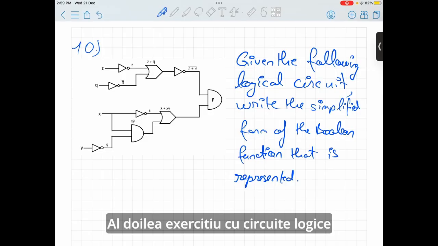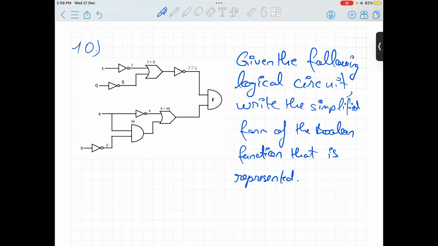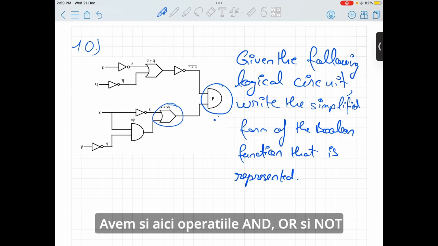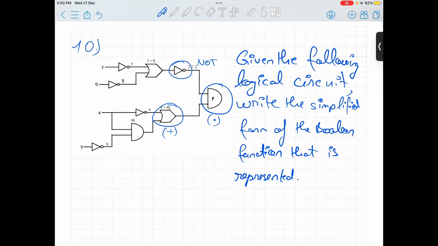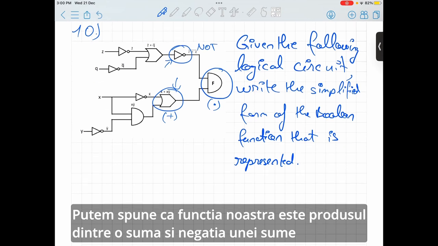In this exercise, again, we have a logical circuit and we have to write the simplified form of the function. Again, we have here an AND, we have here an OR, so we know that the AND function is represented by a multiplication, the OR function is represented by addition, and here we have a NOT, which is a negation. So our function will be a multiplication between a sum and a negation. And I will write it down here.